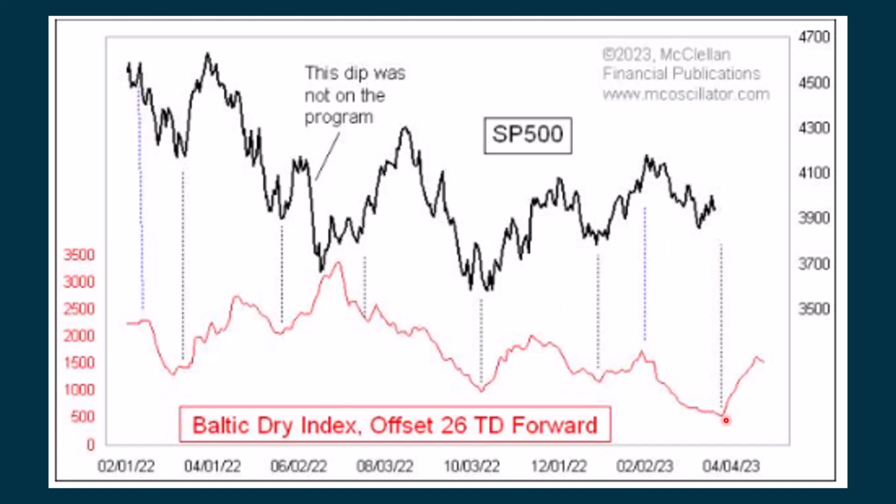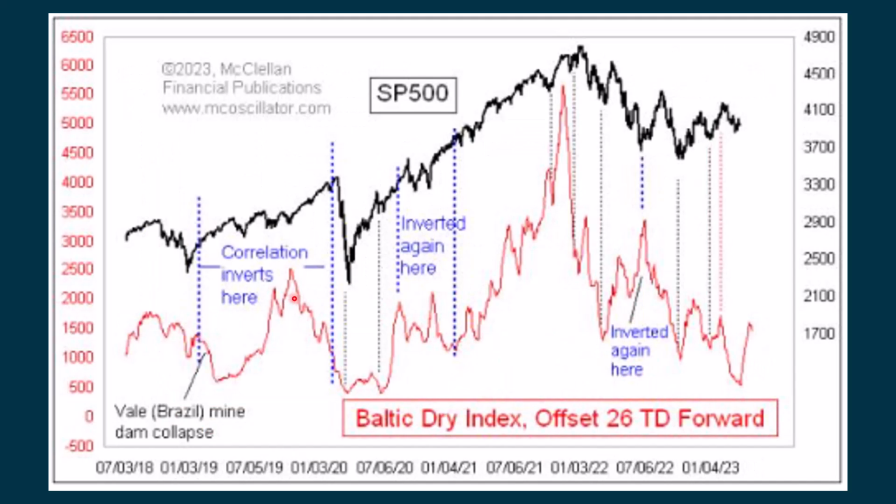Coming into the end of March and the beginning of April, the Baltic Dry Index did hit a bottom and then is going back up. So that might be a leading indicator. Please be warned that this relationship is not a pure inverse relationship or a correlated relationship. There are times when things don't work. Here's another chart showing that the correlation inverts.